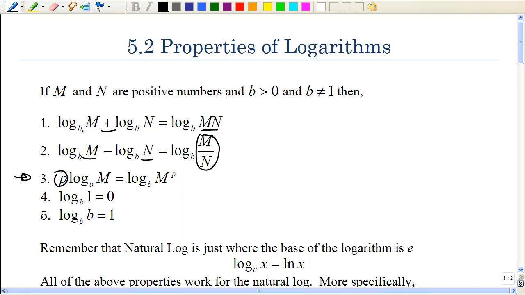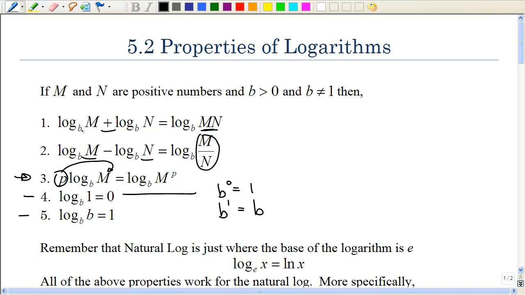And these last two come from the idea that if you rewrite this in exponential form, the base raised to the power of 0 does equal 1, and this last one says the base raised to the first power equals the base. And that's how you would rewrite that in exponential form.